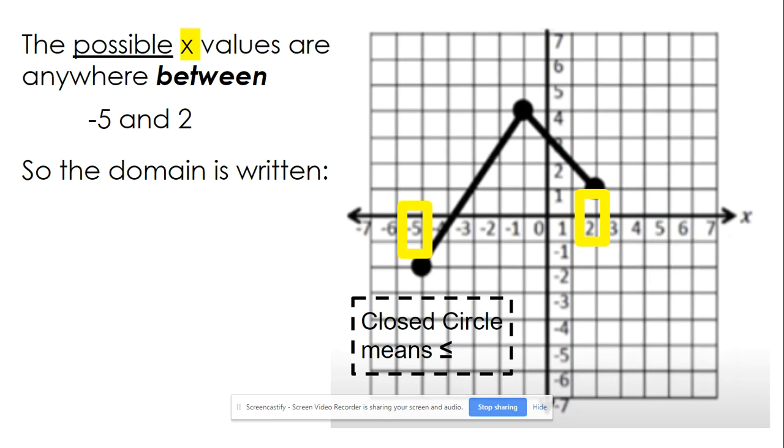So we're going to write this. I like to start with the x, okay? And then the two symbols, because of the closed circles, are going to be less than or equal to. And I already found my two values. It's between -5 and +2.